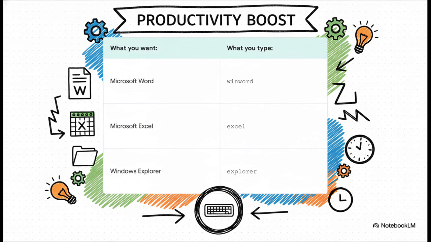And hey, this isn't just for those little utilities. It works for the big stuff too. You can type winword to fire up Microsoft Word or excel to get straight into a spreadsheet. One of my absolute favorites is just typing explorer to pop open a new File Explorer window. This isn't some party trick. It's a genuine productivity boost for your day-to-day work.